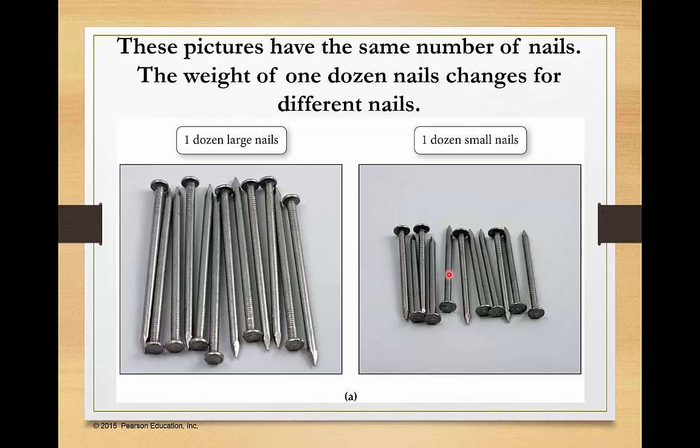So if I were going to say, okay, measure out a dozen nails by weight, I would need to know which kind of nail I'm talking about. That's what we're talking about now. We need to know the mass of one individual one in order to be able to count up.